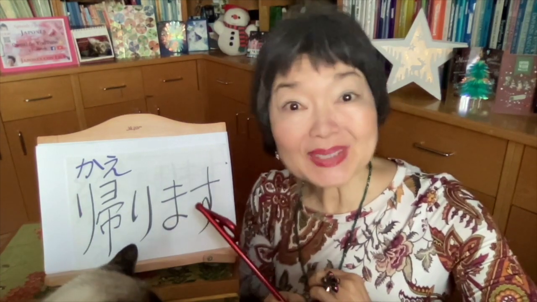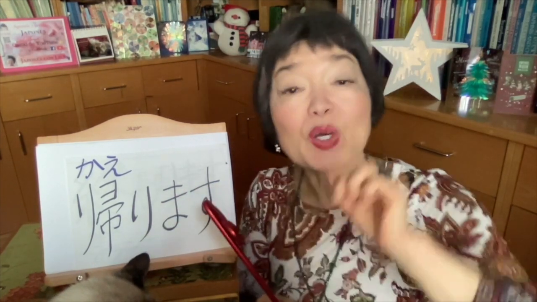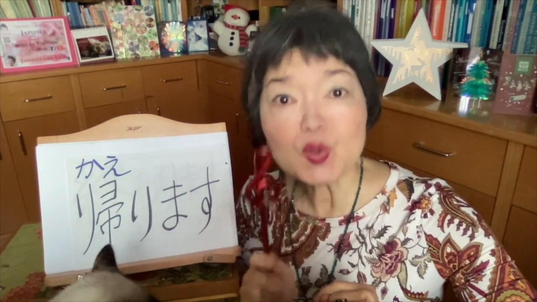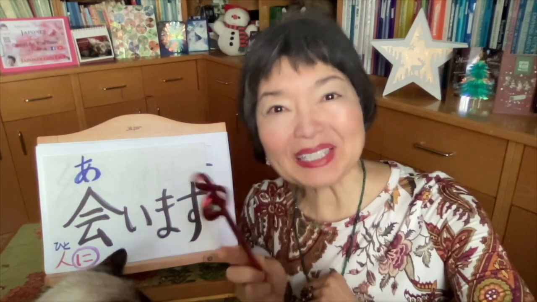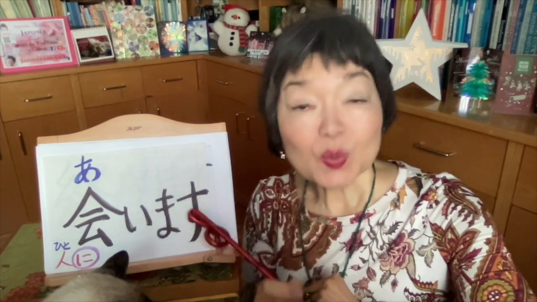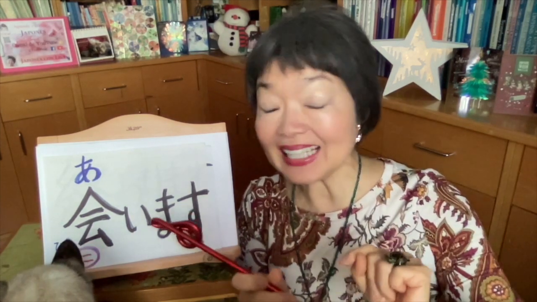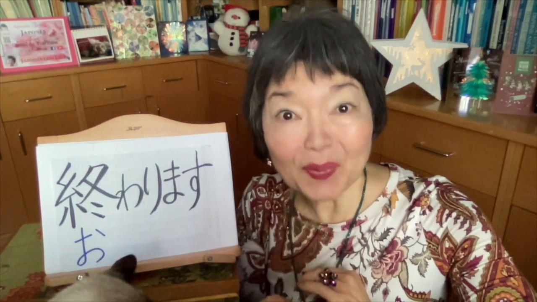8番目、帰ります, to return. Which group? Just before masu, there's a ri sound. So this is group 1. And how can you make the te form? Without ri, small tsu and te: 帰って. 9番目、会います, to meet someone, to see someone. Which group? Just before masu, there's an i sound. So this is group 1, and you must change it with small tsu and te: 会って.